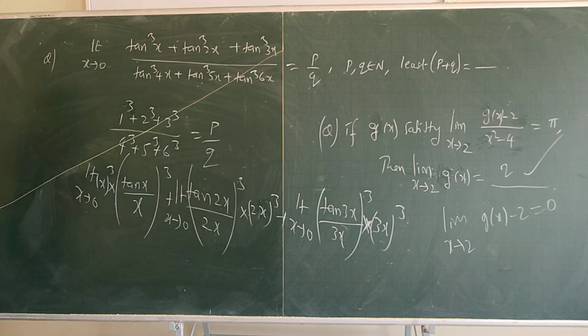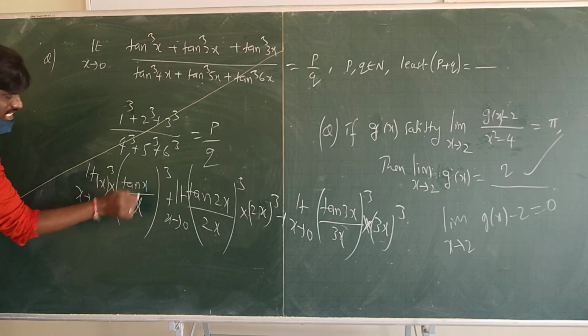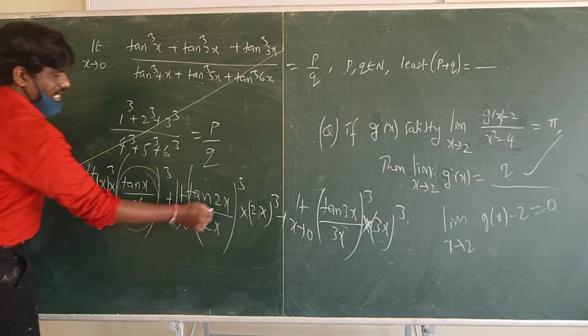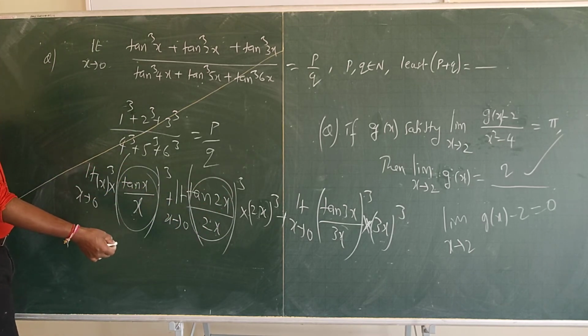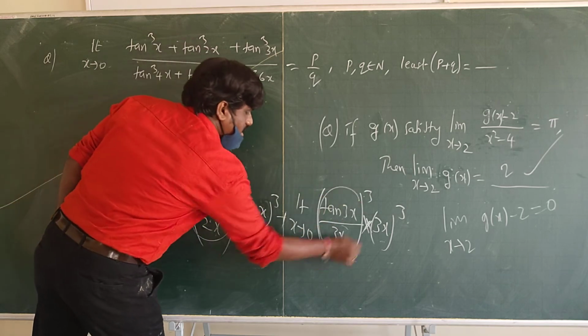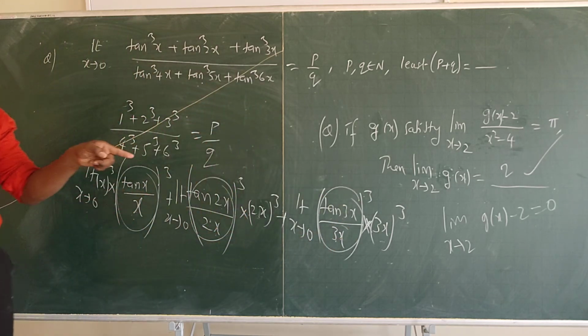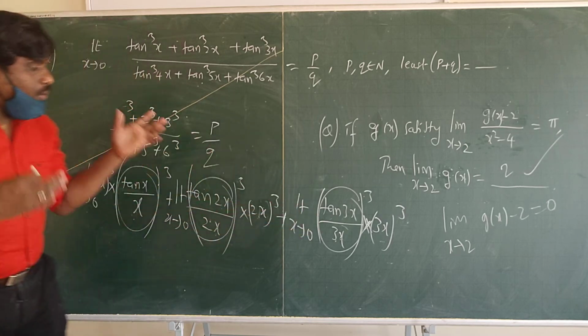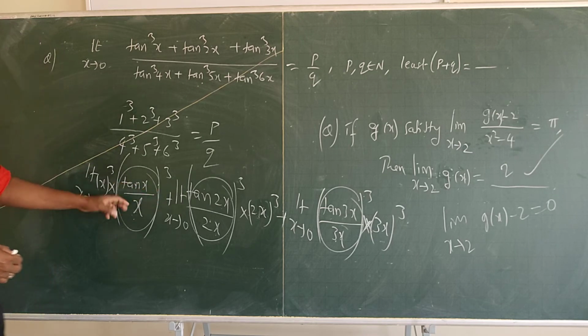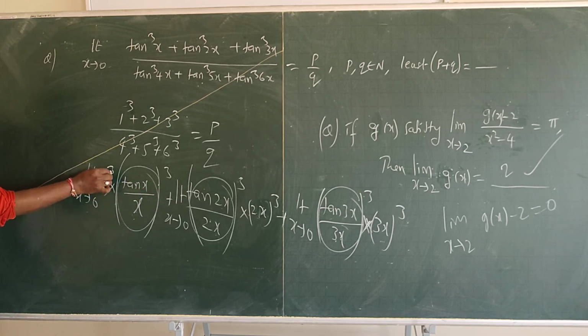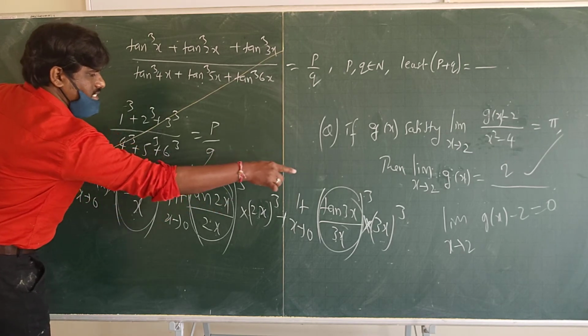So in all these things, what you have observed is tan x by x is 1. Tan 2x by 2x is 1 because limit x tends to 0, 2x also tends to 0. Tan 3x by 3x is 1. If x is tending to 0, 3x is also tending to 0. What is left in the numerator? You can see that in the numerator what is left is x cube plus 2x cube plus 3x cube.